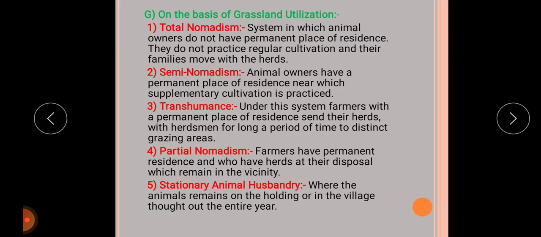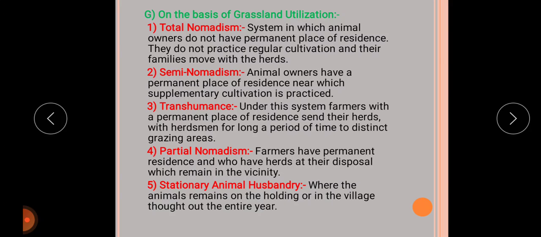for a long period of time to distant grazing areas. So they will hire a herdsman, and the herd will be moved from its permanent place to the grazing area. Then the fourth one is partial nomadism. In that system, farmers have a permanent residence and have herds at their disposal which remain in the vicinity.